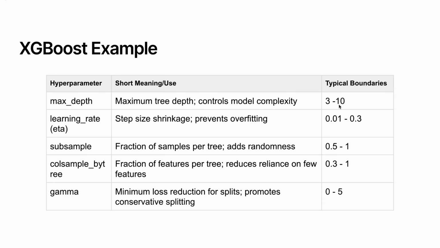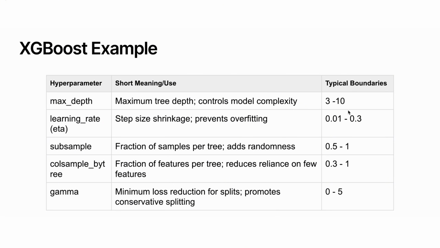But what we need to tune when working with XGBoost, for example, are the parameter ranges of each of those hyperparameters. So you have, for example, typical boundaries. You have 3 to 10, which means you can tune your max depth from values between 3 to 10. You can use 3, 4, 5, 6, 7, 8. And you can do that for other kinds of hyperparameters that you have in XGBoost.